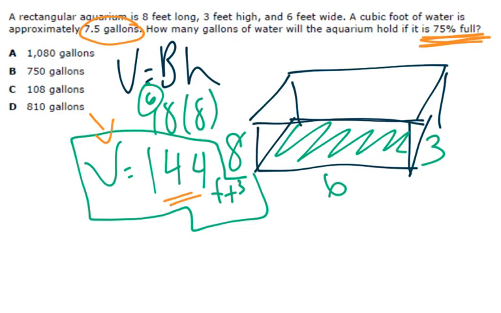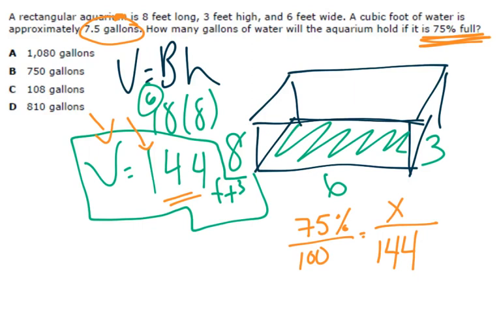I'm going to do the 75% first, because that should give me a slightly smaller number than 144, and hopefully that'll be a smaller number to multiply 7.5 by. Okay, so 75% is out of 100. 144 is my whole volume. I don't know the part that is 75% full. I don't know how to get from here to here. I can't easily scale that way, so I'm going to simplify.